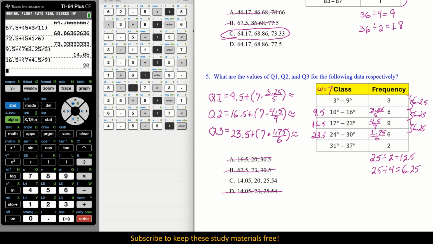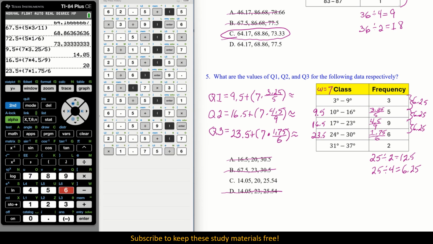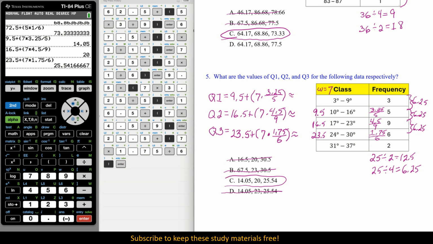Let's go ahead and check our Q3 just in case. So we have 23.5 plus in our parentheses 7 times 1.75 divided by the 9 and close parentheses, enter, and 25.54 with rounding, and option C is what we needed. Okay, that is the last problem in this video.